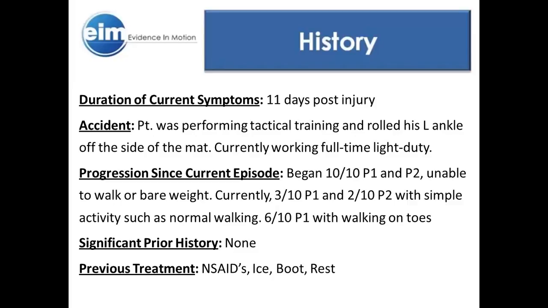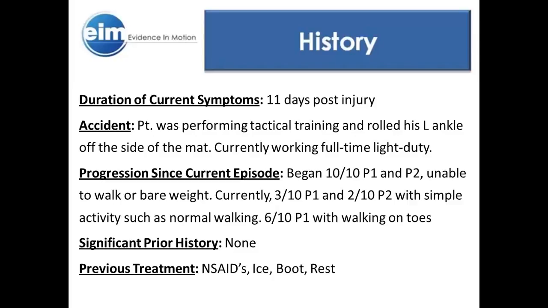The patient is 11 days post-injury. He was actually performing tactical training and rolled his ankle off the side of the mat. Currently he is working full-time, just light duty in the office. The pain began at 10 out of 10 at both P1 and P2. He was unable to walk and bear weight. Currently, it's dropped down to 3 out of 10 with most activities on P1 and 2 out of 10 with normal activity. But it can get as bad as 6 out of 10 now with walking on his toes.